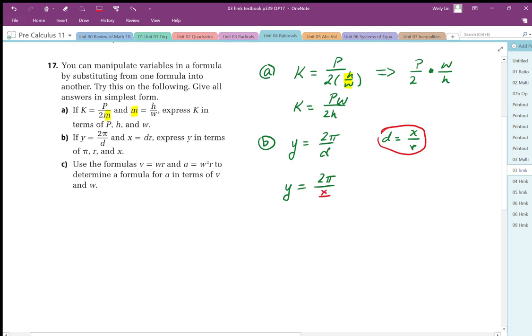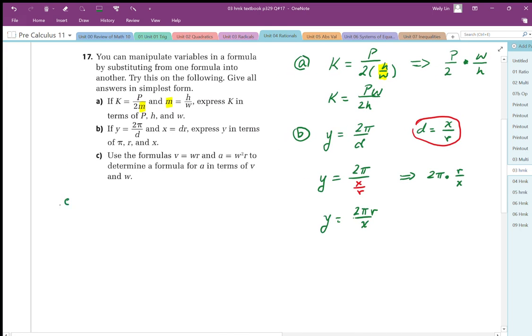Okay, so that is divide by x, and then I have a divide by r, so that r is going to end up in the numerator. So when I simplify this, I end up with 2 pi over x times r. Okay, and again we can show this if we want to multiply by the reciprocal. So I multiply by the reciprocal r over x, and I get the same expression.